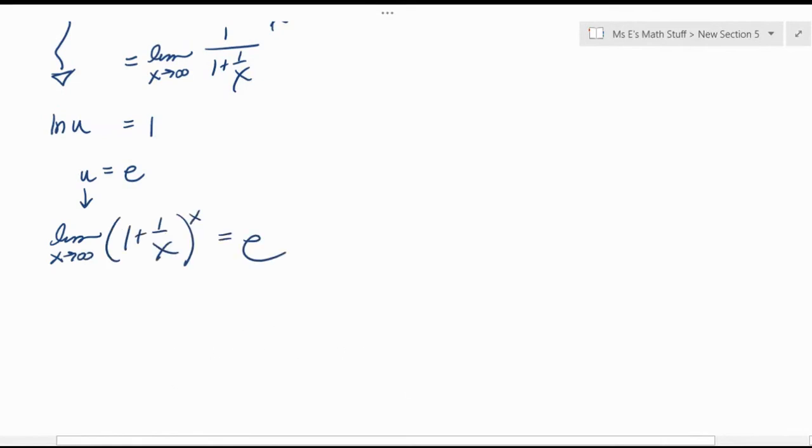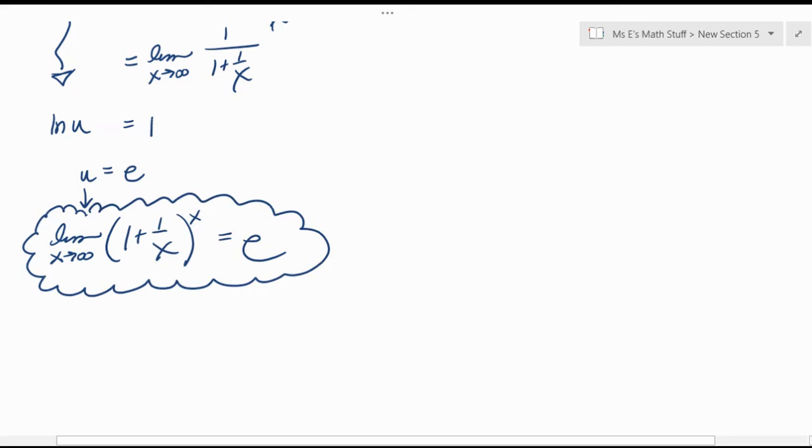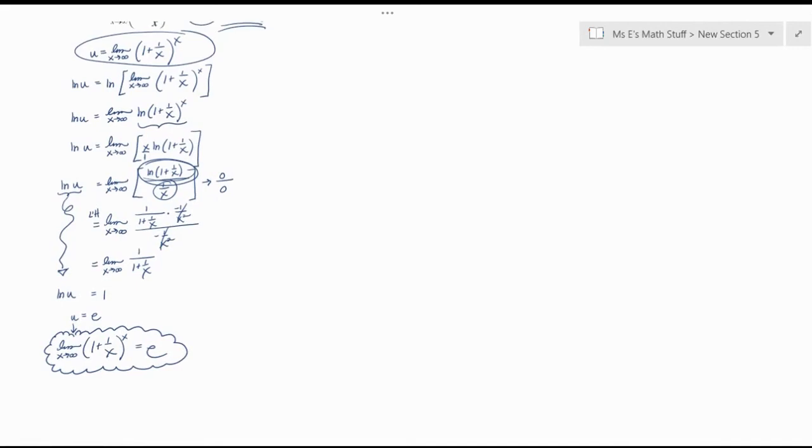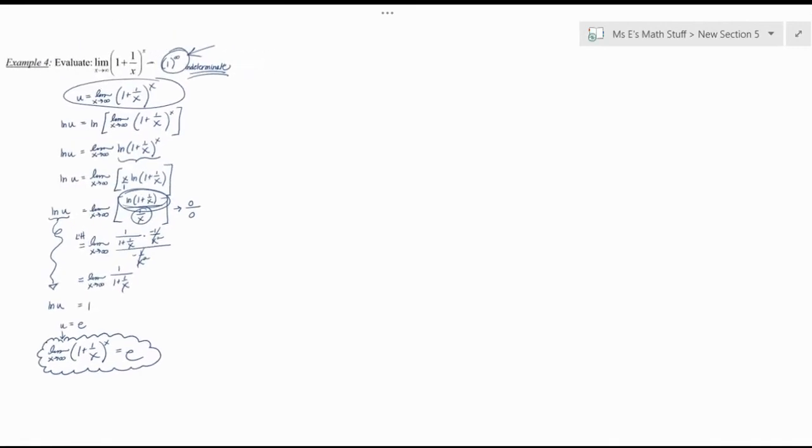There we go. And I don't require that you memorize this, but there are a couple problems in your problem set that would be a whole lot easier if you did have that memorized. But even if you don't memorize it, now you know the procedure for how to evaluate it.